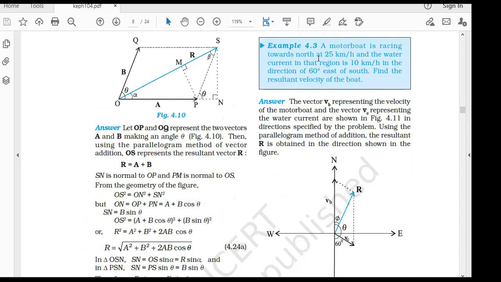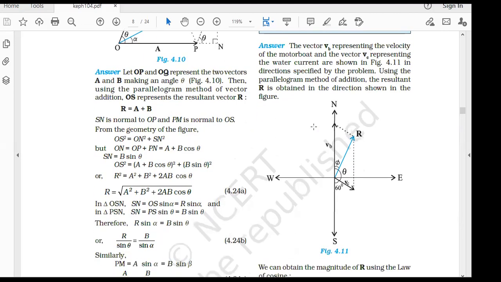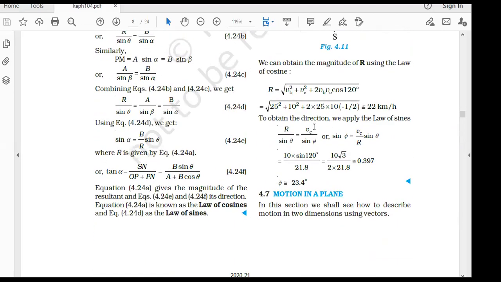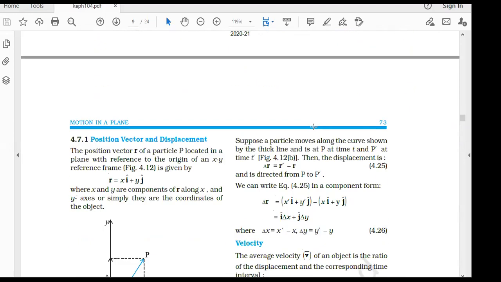A motor boat is racing towards north at 25 km/h. So the boat is going this way. The water current in that region is 10 km/h, in the direction of 60 degrees east of south. So the motorboat is going this way, the stream is pushing this way, which means the boat is going to go this way. That's all, very simple. So try this yourself. If you have any doubts, we can discuss that further.